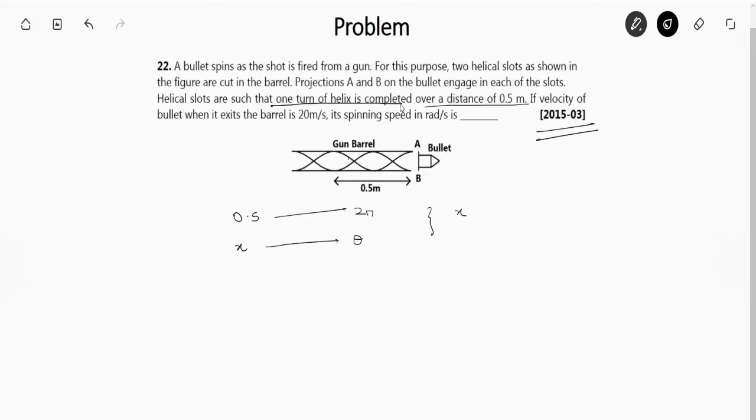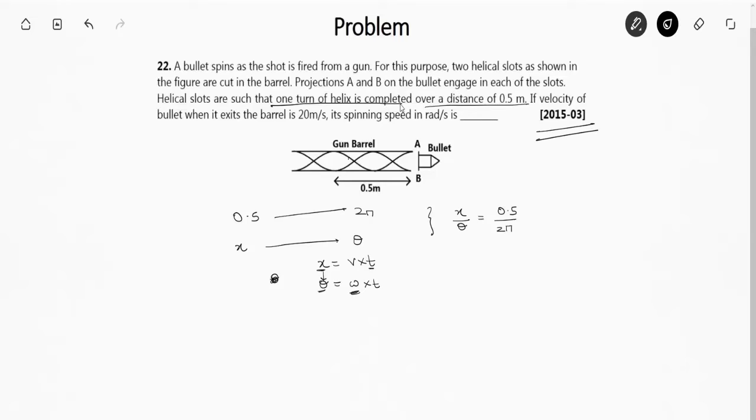So we can write it as simply as x by theta is equal to 0.5 upon 2 pi. For the linear speed, we can write x equals velocity into the time, and in the same time, for the same distance theta is also covered. So it is having some angular speed also.